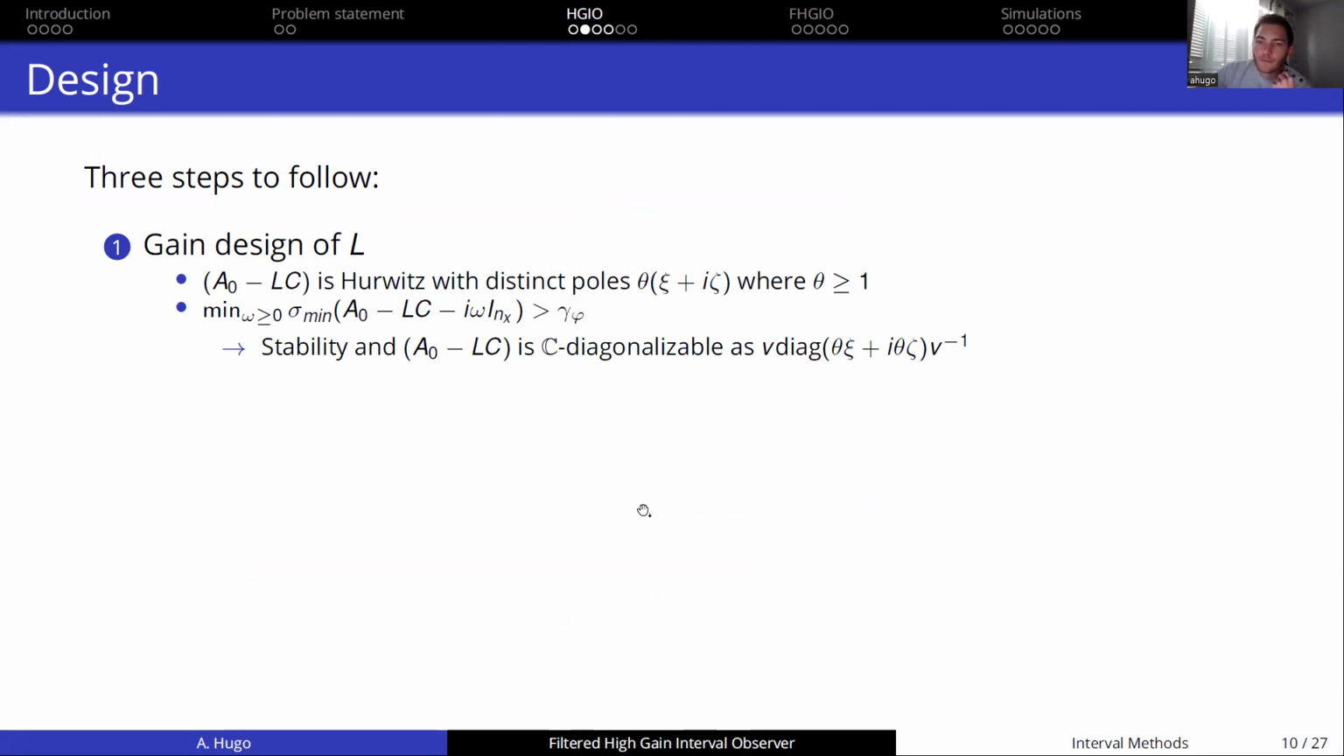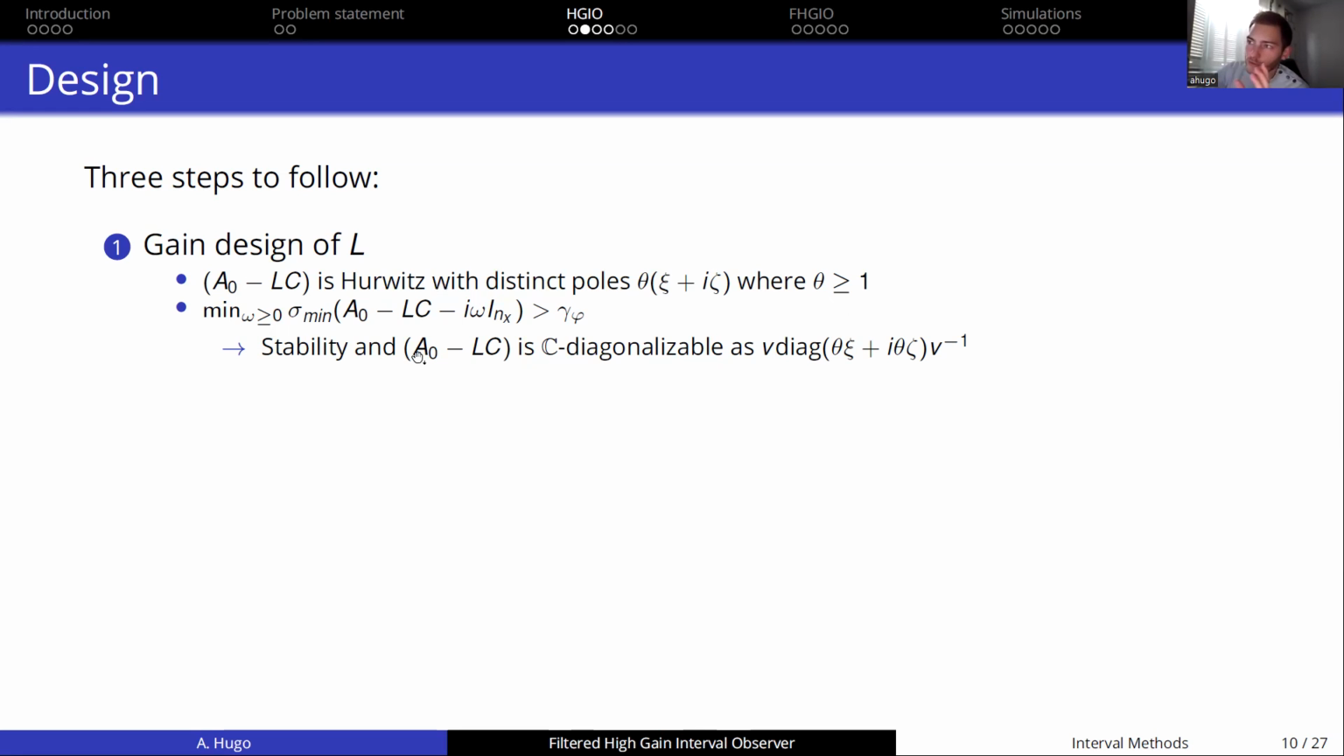There are three main steps to follow in order to design this type of observer. The first one is to compute a gain L such that the system, the high gain observer, is stable. In order to do that, we need A0 minus LC, the state matrix, to be Hurwitz. We will also need to impose that it has distinct poles, and we will see why later. Those poles will be parameterized by theta. And as we have observability, we will be able to design such a gain L.